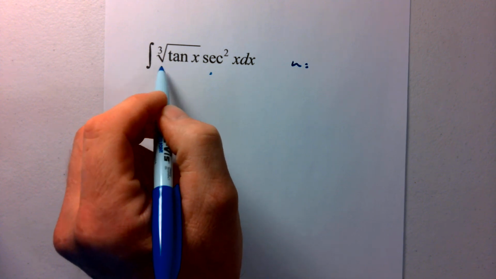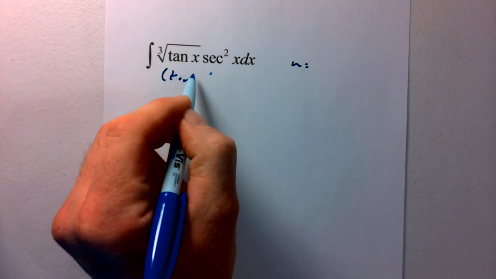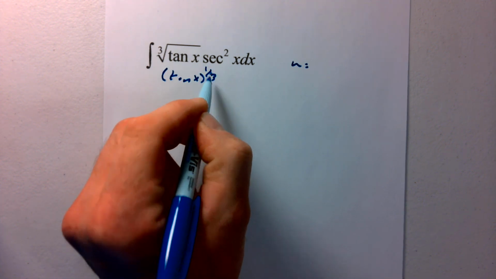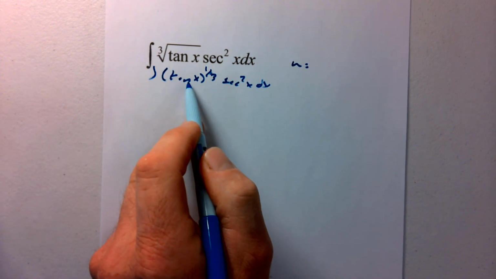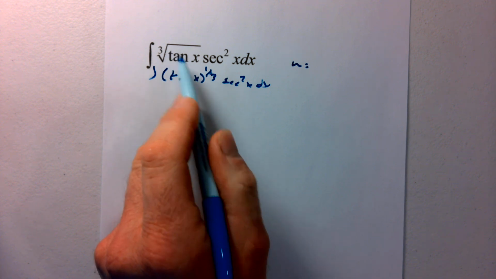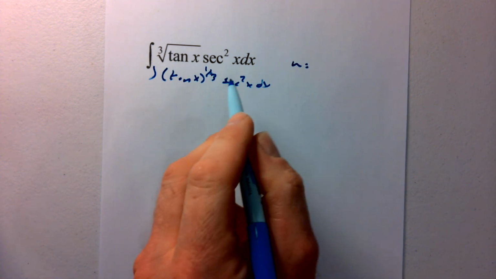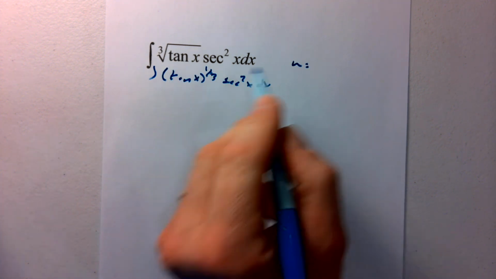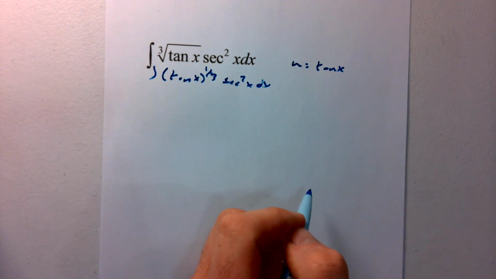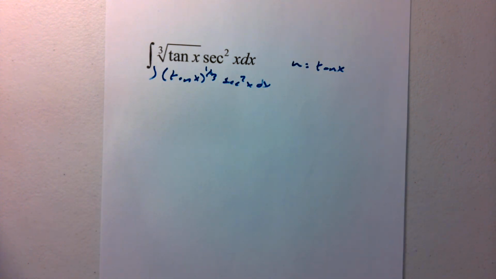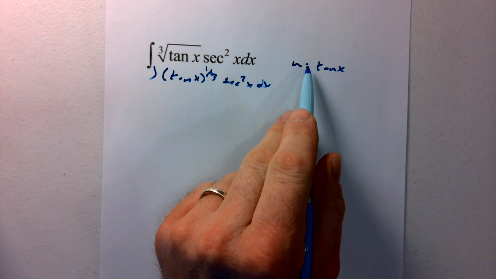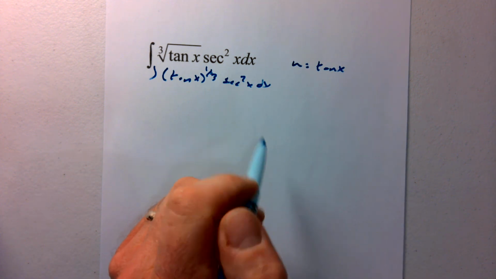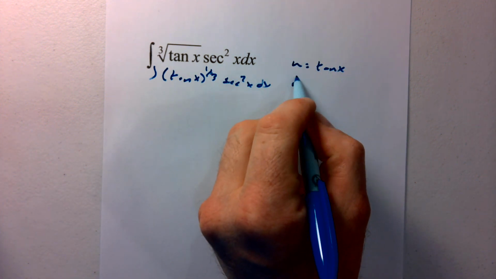Well, if we recall, if we had a quantity, I could write this as the quantity of tangent of x to the 1/3 secant squared of x dx, I could write it in that fashion, couldn't I? Change that radical to a fractional exponent. So then my u would be that quantity, tangent of x. And again, we could try some other things. We don't necessarily know 100%, but I got a pretty good idea, since we have a quantity to an exponent, that my u is going to be what's inside that quantity.